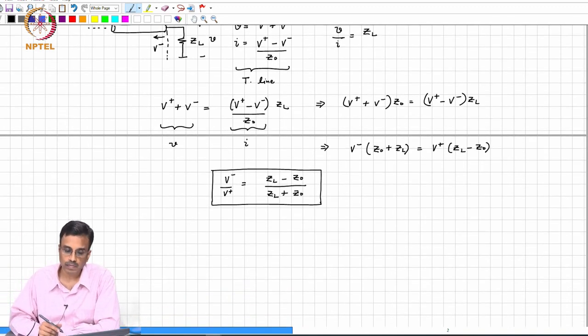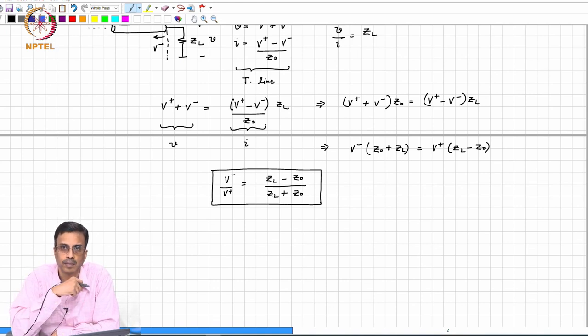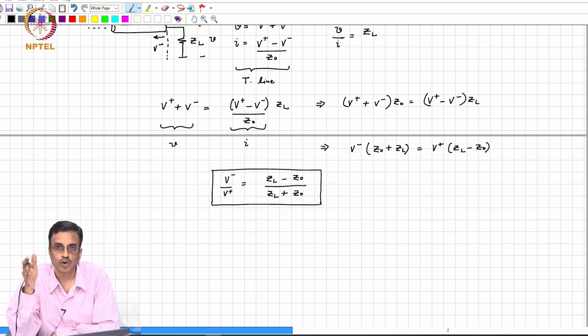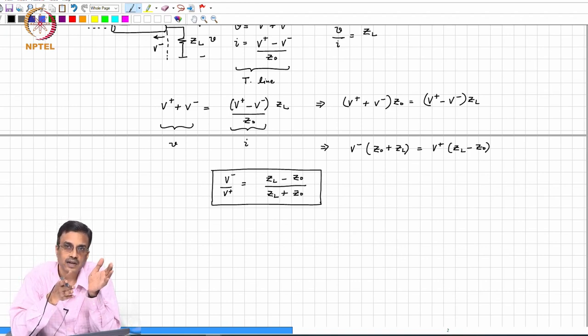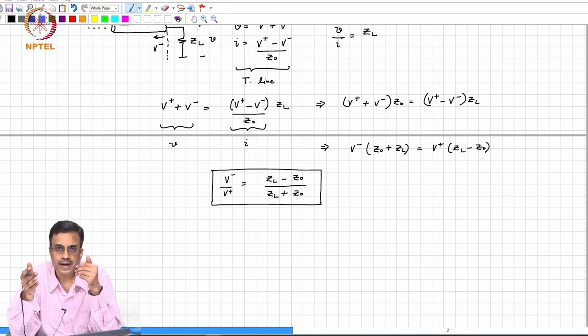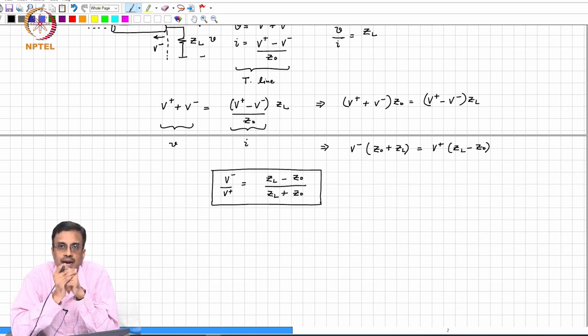In other words, if you have a transmission line which is terminated at one end by an impedance ZL, then Ohm's law has to be satisfied as far as the terminating impedance ZL is concerned. However, the forward and backward going waves on the transmission line must also obey the telegrapher's equation. So, at the interface, both these relationships must be satisfied, and that is why we have a constraint that the reflected wave is dependent on the terminating impedance and the characteristic impedance of the transmission line.